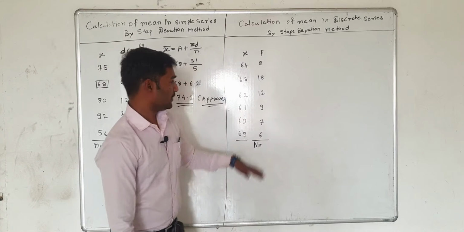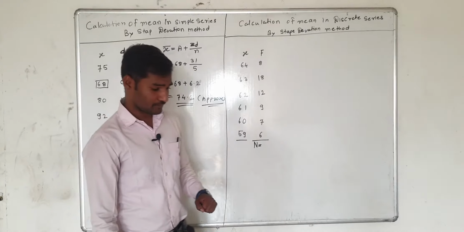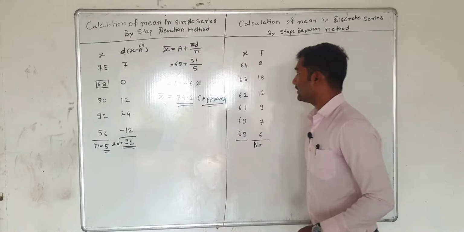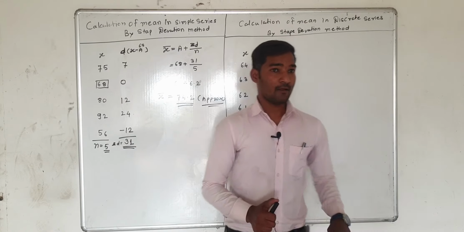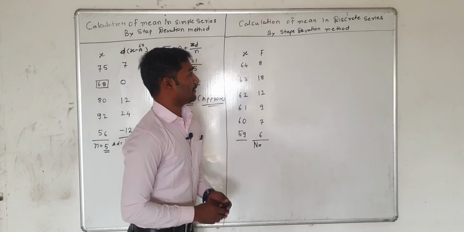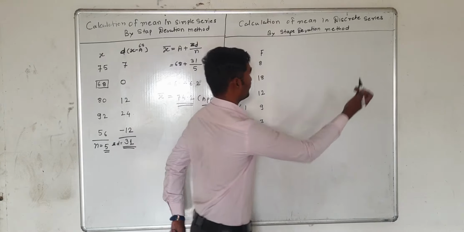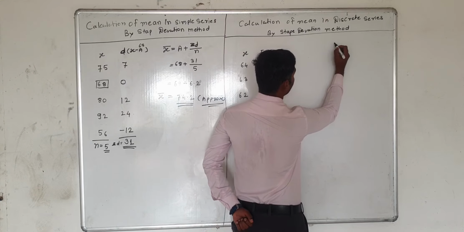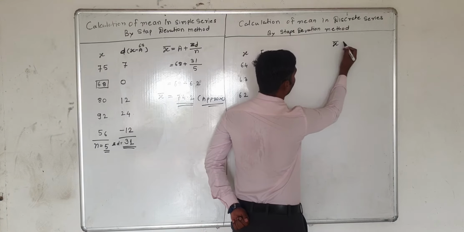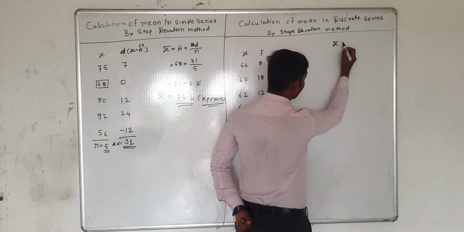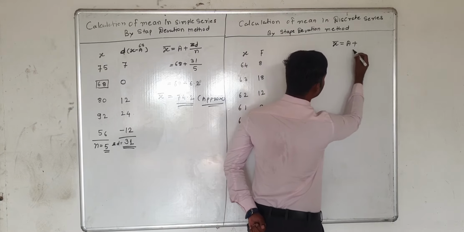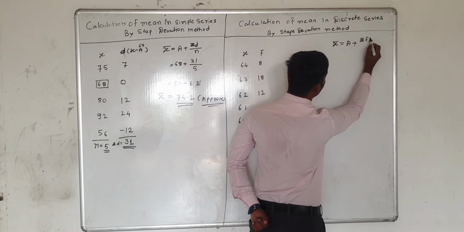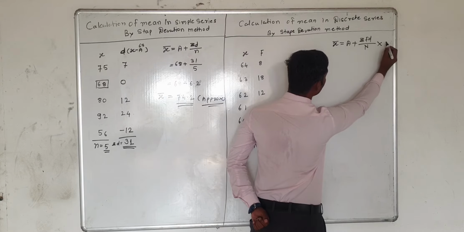Okay, now we will see how to calculate mean in discrete series. In discrete series, there are x values and frequencies. So first of all, we will write down the formula here. In discrete series, arithmetic mean equals A plus summation of fd divided by capital N into I.